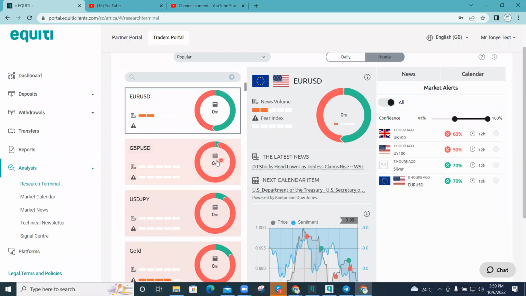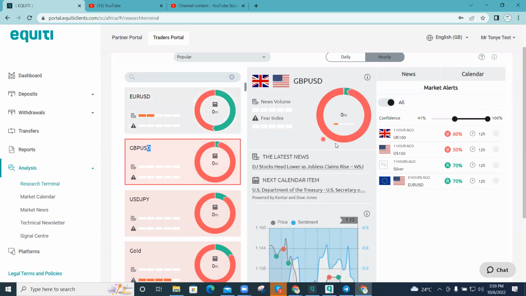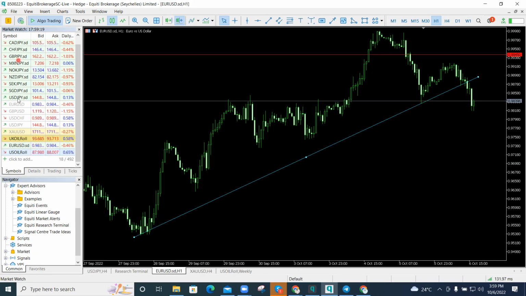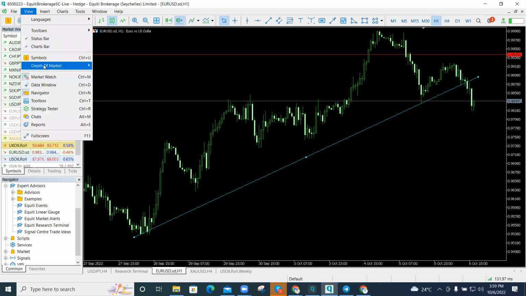On GBP USD, we have the bears dominating the market, and that's why you see we have more red, and as well the red having the arrow. So let's go back to our charts and see for GBP USD. Okay, so let me quickly add that up.